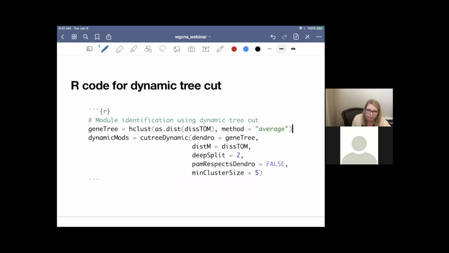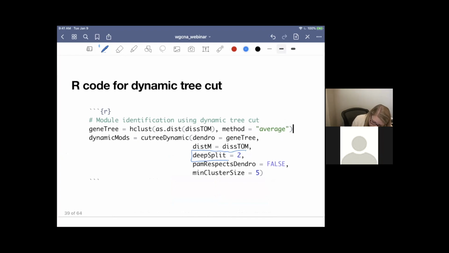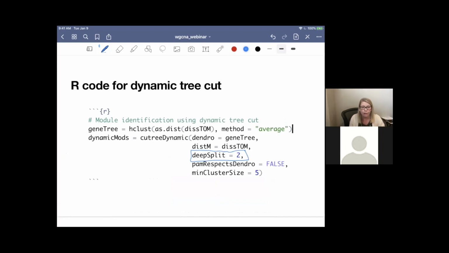Just like all the other functions, there is R code to do this dynamic tree cut. I've just shown a few options here for the dynamic tree cut. There's many, many more, but a couple things that I want to point out that we found very useful in our lab is this idea of deep split. This is a number between 0 and 4. The higher the number, the smaller the modules that you're going to get. And so if you're interested in the smaller modules and breaking some of the bigger modules down, then you use a deep split 4.